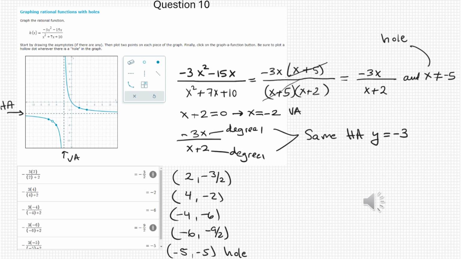Okay, now the hole. I know that the x value for the hole is negative 5. And you plug in negative 5, but not in the original, because plugging in negative 5 in the original gives me undefined. You plug in negative 5 in the new one after the simplification of the hole, and you obtain negative 5. So the hole is negative 5, negative 5. It's a coincidence que it's the same. No, it will not always happen, but in this case it happens. And you plot that. Finally, when you have 2 points plus a hole, you click on the graph function button. And that's it.